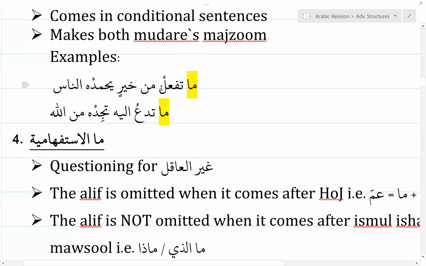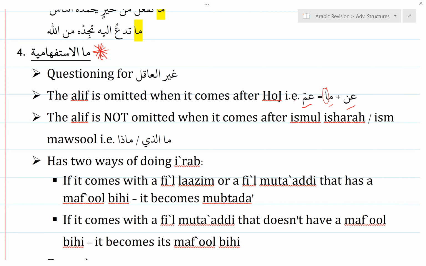This is important to know: with this particular ma, specifically and only this ma, when it comes after a harf of jar, the alif is omitted. So you have an, for example, a harf of jar. You add ma istifhamiya, the ma of question, and you get amma, not amma with the alif. The alif disappears. So you get amma, fima, lima, bima, whatever harf of jar you put there, as long as it's ma al-istifhamiya, and only ma istifhamiya.